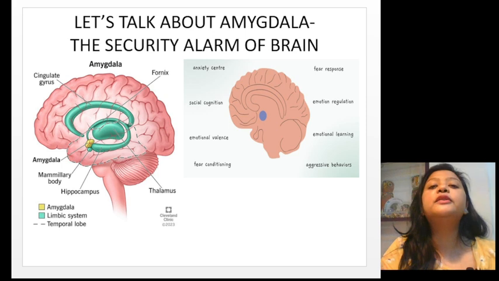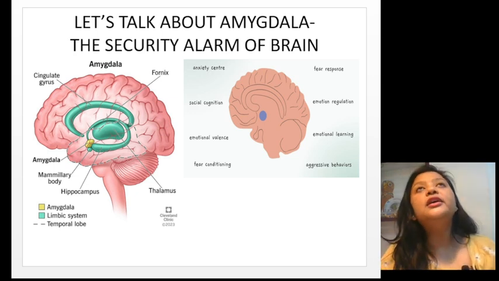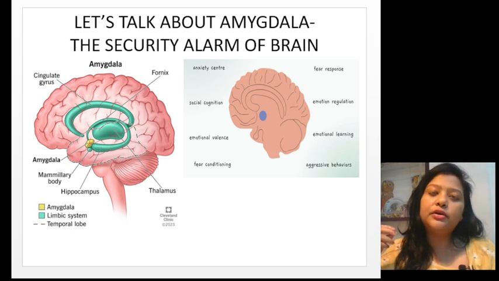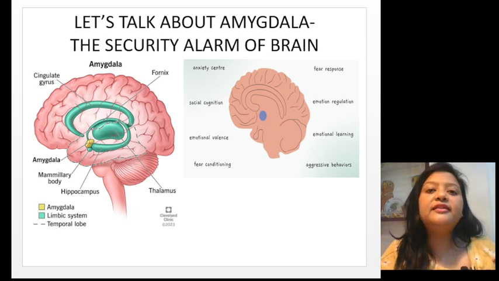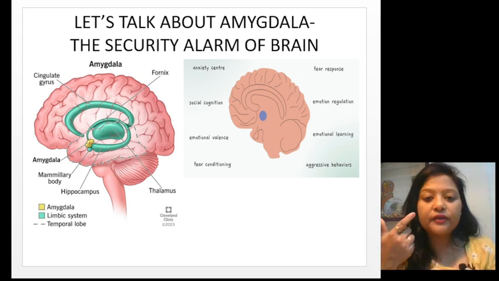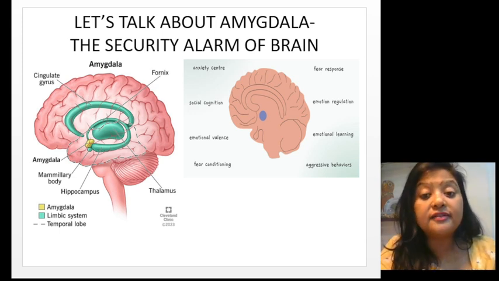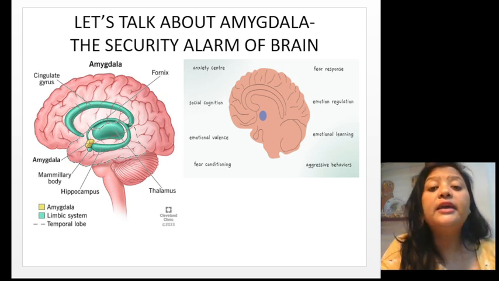It tells us that we have to wake up, get up. So similarly, in the brain, the amygdala is the alarm. What happens when the body faces stress? The amygdala will act as an alarm and awaken the body. It will tell the body that you are facing stress, so it is time to show the responses. So the amygdala is responsible for anxiety, social cognition, emotional balance, fear conditioning, aggressive behaviors, emotional learning, emotion regulation, and fear response.